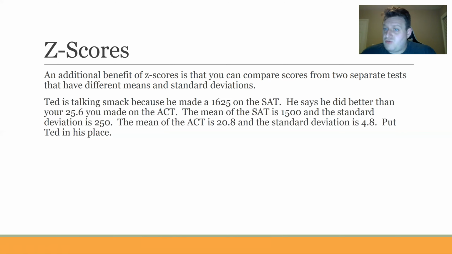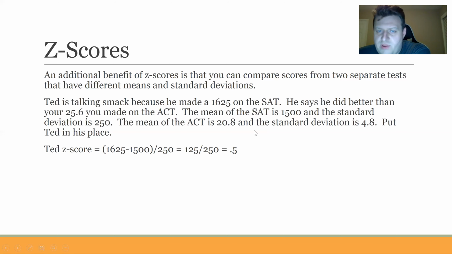So let's try to see who actually did better on their standardized test. Is it you or is it Ted? So what we're going to do is convert both of these scores to z-scores. All right, so we're going to take Ted's first. We're going to take 1,625 minus 1,500, which is going to give us 125, and divide it by the standard deviation, which is 250. I was nice with this problem, and I gave you the standard deviation.